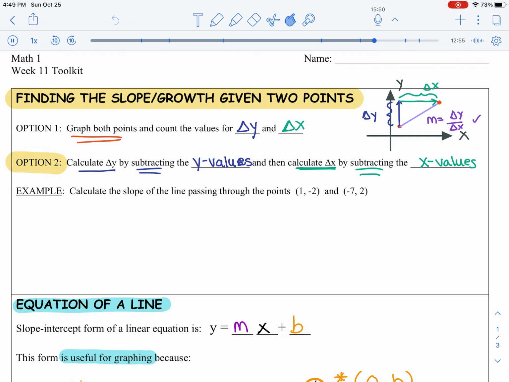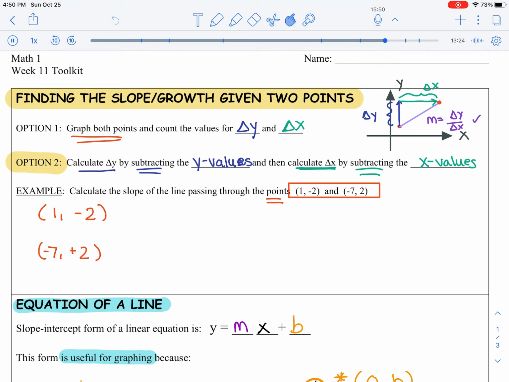Here's my example. Calculate the slope of the line passing through the points 1, -2, and -7, 2. So I'm going to rewrite those points and help make my life a little easier. 1, -2, -7, 2.